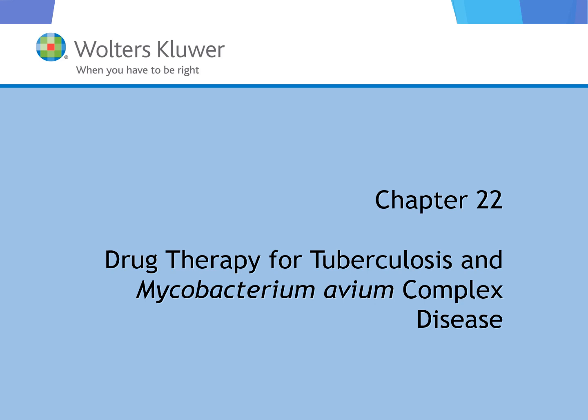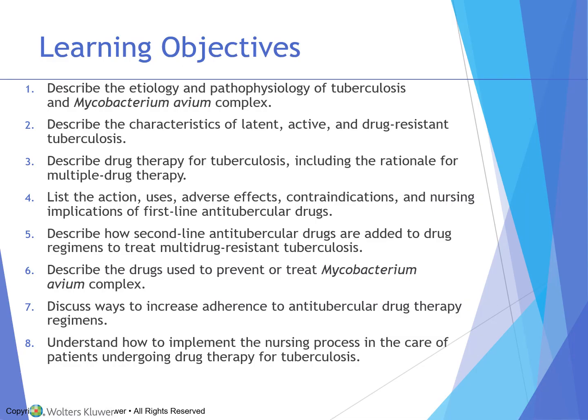Okay, Chapter 22, Drug Therapy for Tuberculosis or TB and MAC or Mycobacterium avium complex disease. Learning objectives. We're going to learn about the etiology and pathophysiology of tuberculosis, so we should be able to describe it, at least in brief. We're going to describe the characteristics of latent, active, and drug-resistant tuberculosis, the drug therapy and the rationale for it, action, uses, adverse effects, contraindications, and nursing implications of the first line anti-tubercular drugs.